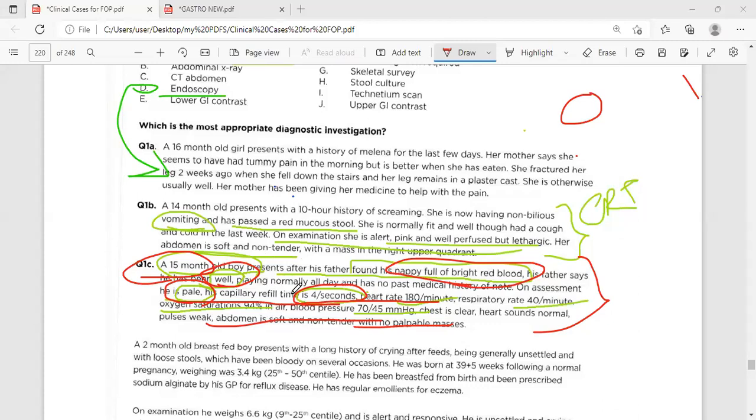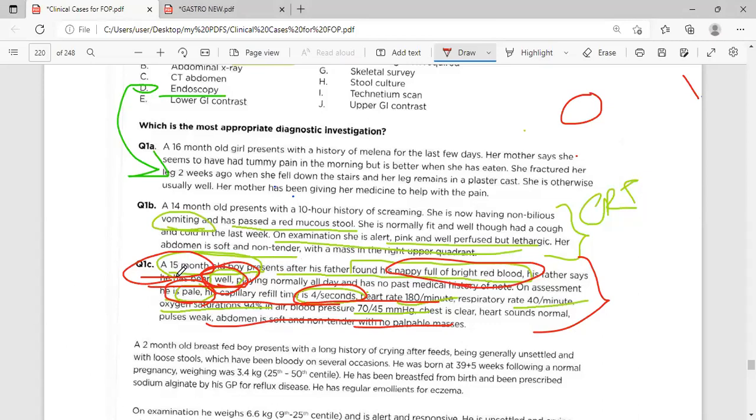Okay, what else? Could it be a case of, say, anal fissure? Again, it would be very painful. And there will be a history of constipation as well. But this child is otherwise well. That means there is no constipation, no pain. He's just having painless bleeding.